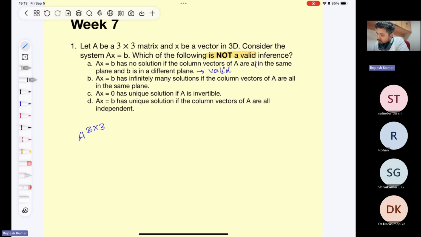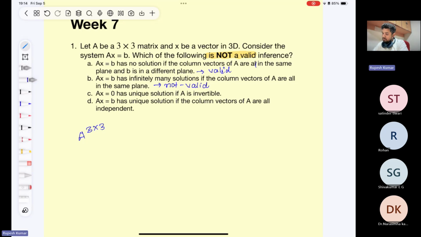AX equals B has infinitely many solutions if the column vectors of A are all on the same plane. It's not necessarily true. B has to lie in that plane; only then can you say that. So option B is not valid. Your task right now is to try to solve the problem with me, and if you are not getting the answer, just stop me right away. So this is not a valid inference.